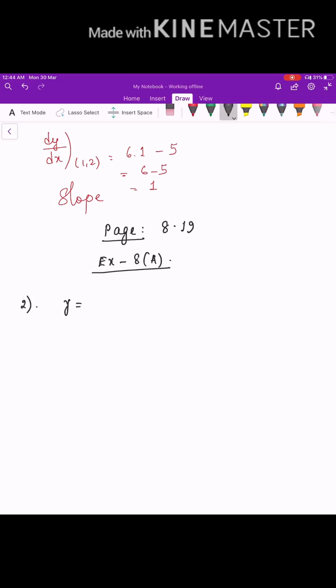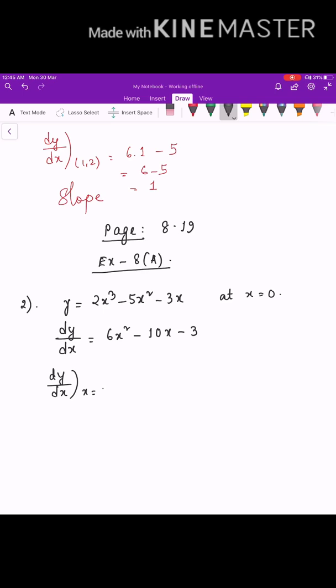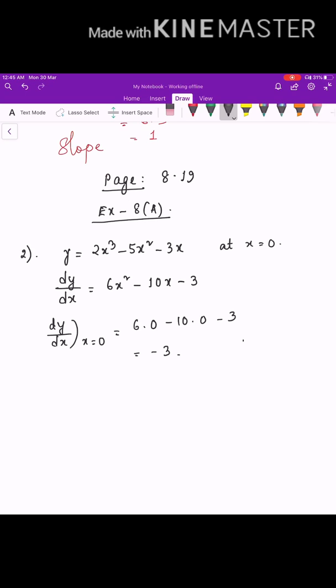So, if y is equal to 2x cubed minus 5x squared minus 3x, find the gradient of the curve at x equals 0. So gradient is nothing but dy by dx. So 2 into 3, 6x squared minus 5 into 2x minus 3. So dy by dx at x equals 0 is, substitute the value of x as 0. So answer is minus 3. Option B, minus 3 is the right answer.